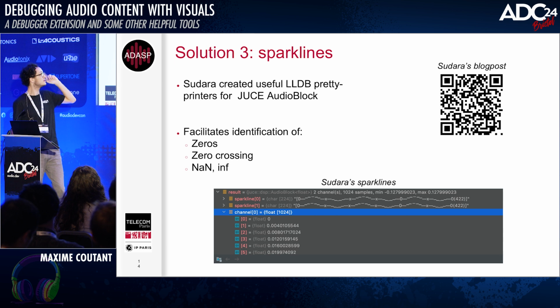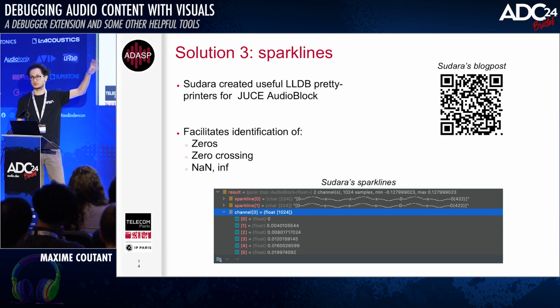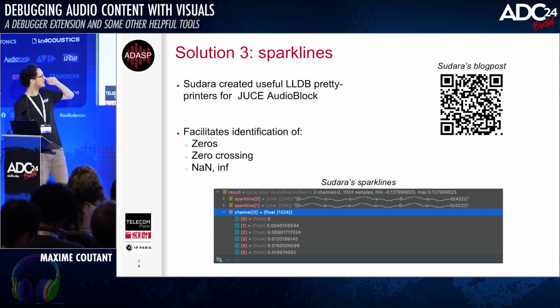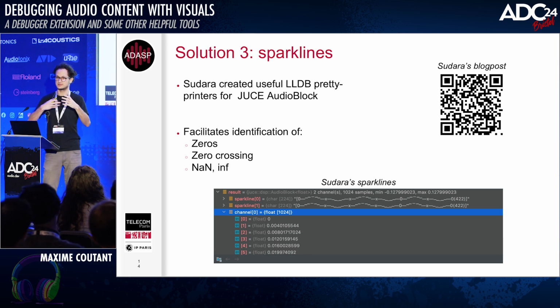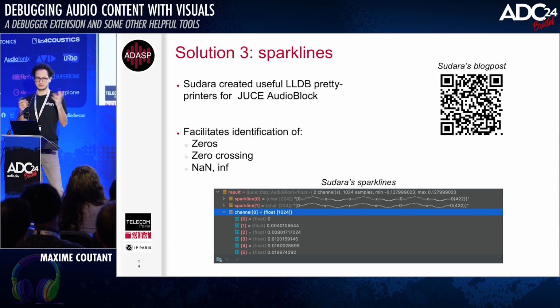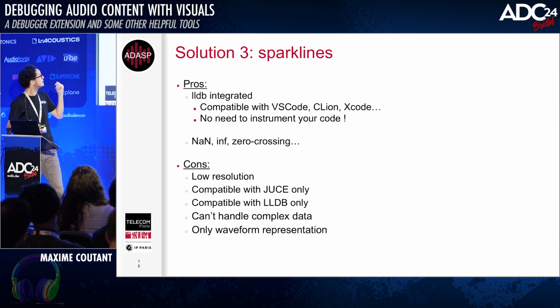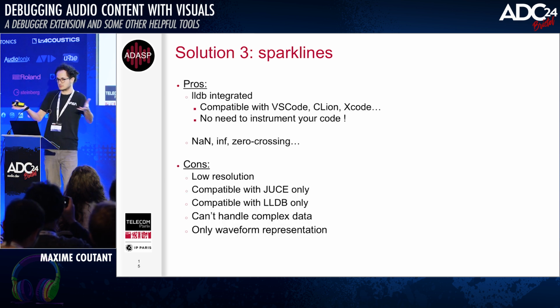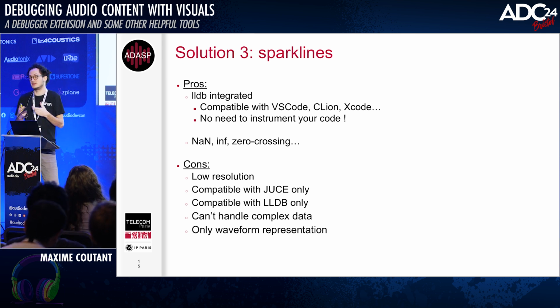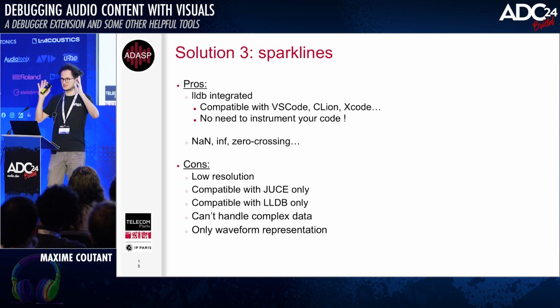So Sudara had a really nice pretty printer for LLDB for JUCE audio buffers. You can check the blog post where I explain how that works. And it looks like this on the bottom. You can easily identify zero values, zero crossings, NaNs, or cycles in your waveform. Really useful, and the number of samples in your waveform. So that's great. It's integrated within LLDB, so you don't need to instrument your code. You just stop whenever you want. It's compatible with any IDE as long as you use LLDB. You don't need to instrument your code, NaNs, and zero crossings, great.